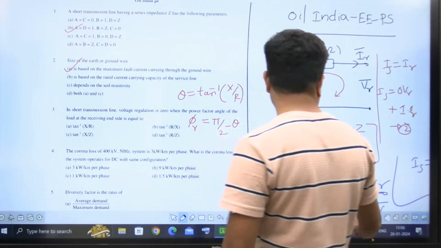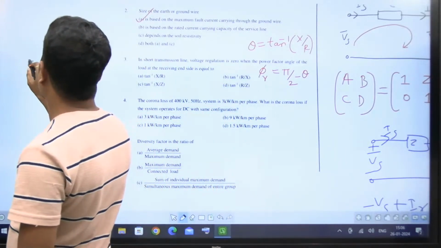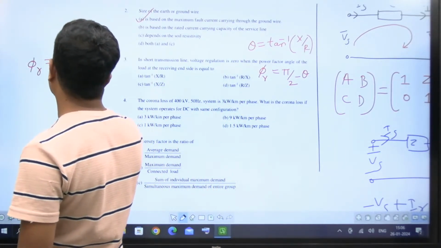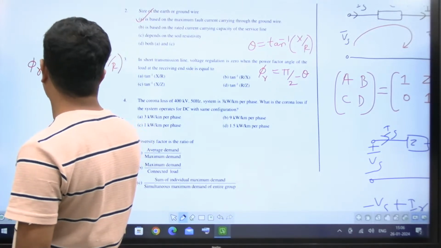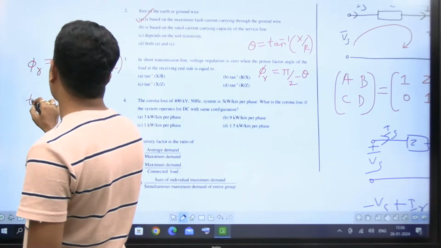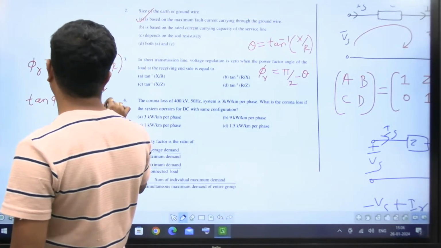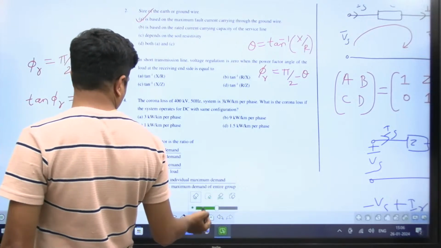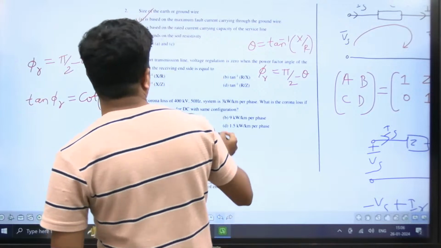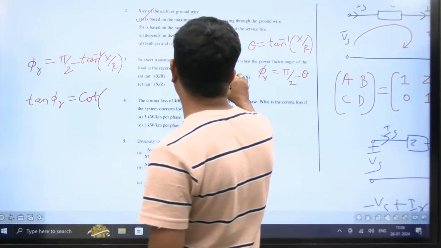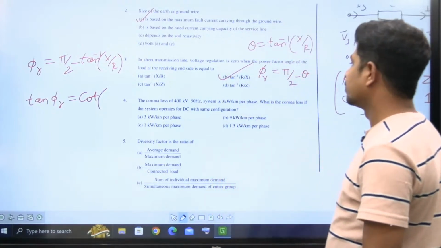Theta is tan inverse of x by r. Yes, theta is tan inverse of x by r. Now, what is this? Phi r is equal to pi by 2 minus tan inverse of x by r. Apply tan on both sides, so then you're going to get tan phi r is equal to cot of x by r. Very simply I can say, that is r by x, it will become tan inverse of r by x. Option is simply B. Next question.